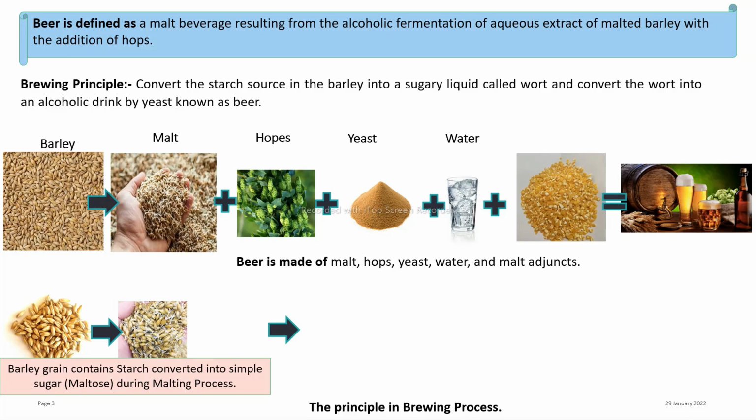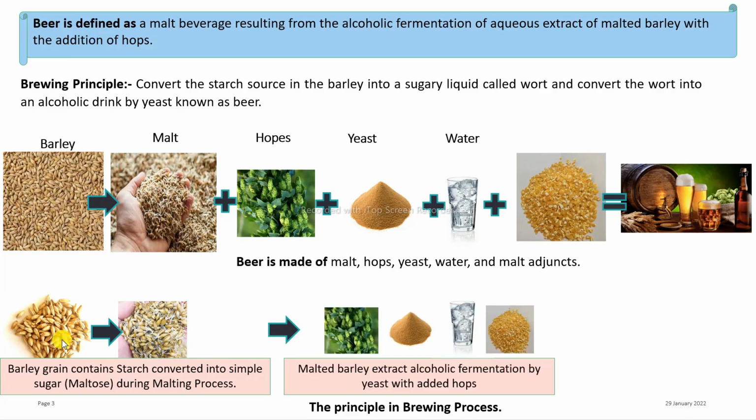In this basic principle, the main raw material is barley grain containing starch. This starch is first converted into the malt, that means into simple sugar, by enzymatic hydrolysis during the germination process, and after that this simple sugar is converted into alcohol with the help of yeast, in which the fermentation process is carried out. Additionally, the hops are added for the specific characteristic bitter taste to the final beer, and finally we get the beer. This is the basic principle in the beer manufacturing process.